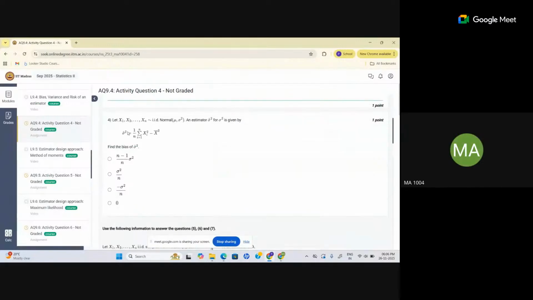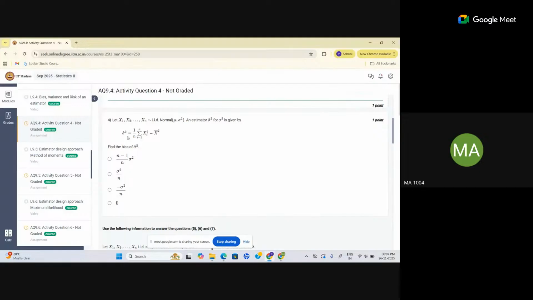Okay. So question number 4 is: let x1, x2 up to xn be IID normal mu comma sigma square. An estimator sigma hat square for sigma square is given by this. So find the bias of sigma hat square. So we have to find the bias of this estimator. For calculating bias, we need to calculate the expectation of this estimator, right?